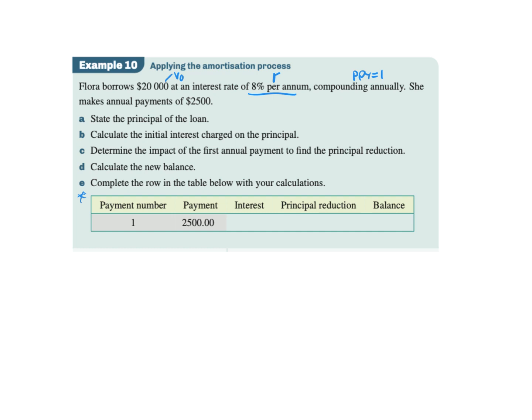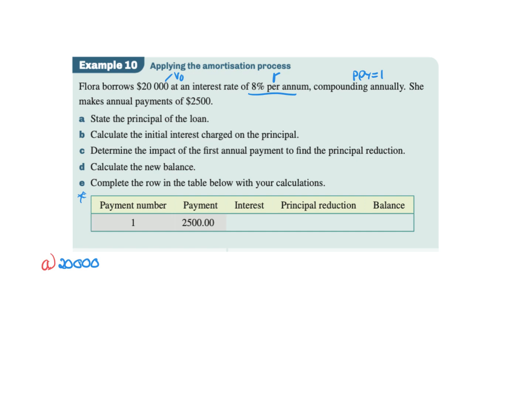You're going to get a few questions just asked to see whether you can understand what's going on. The first one was, state the principal of the loan. What does principal mean? The initial amount, so that was 20,000.